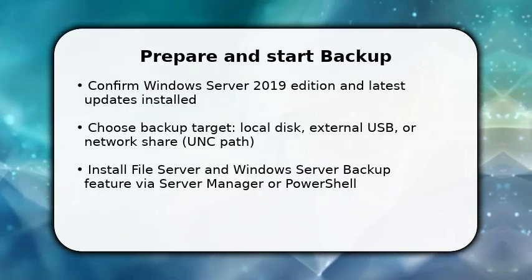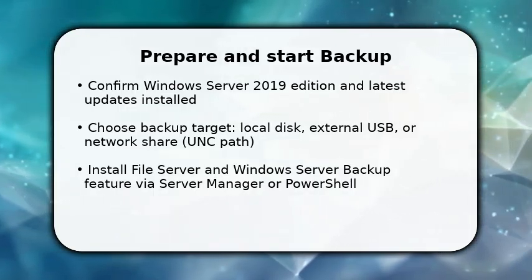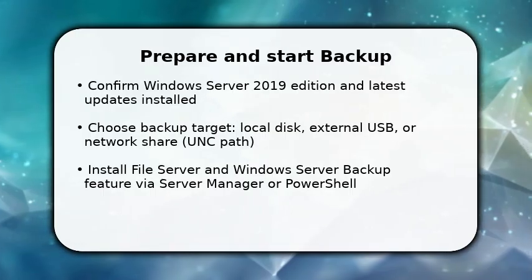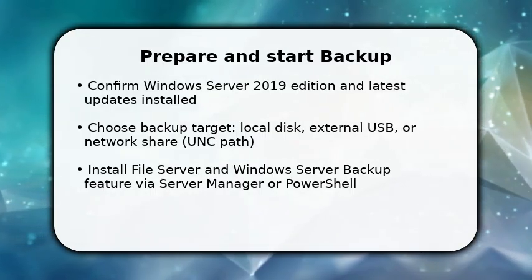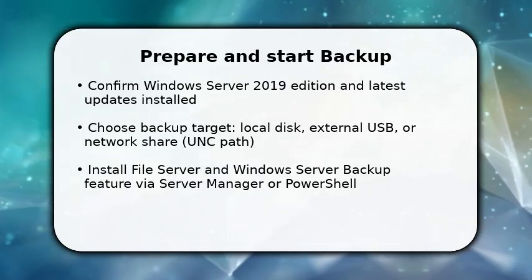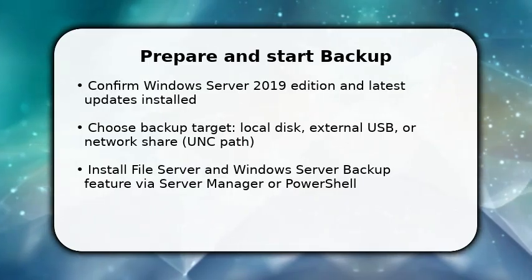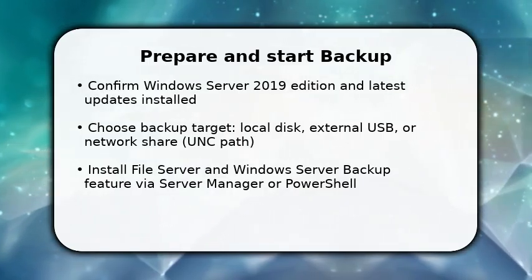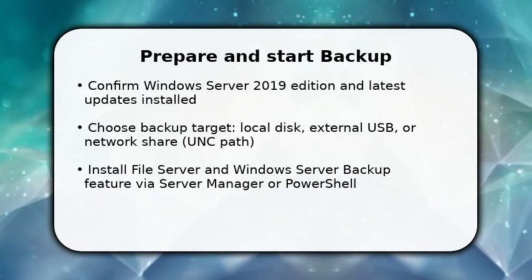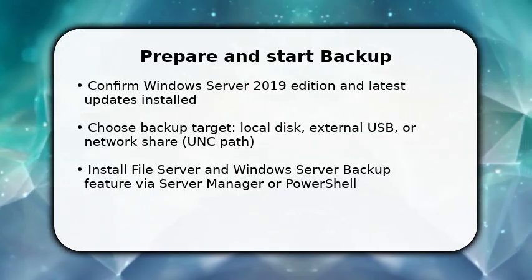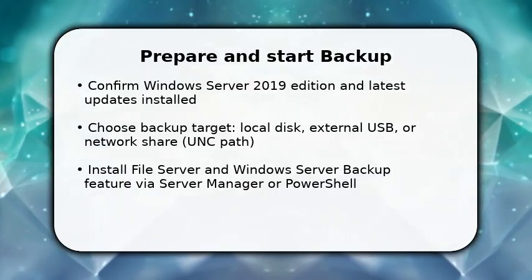Once done, decide on a reliable backup target, a separate disk, external USB, or a network share, and verify available space. Make sure to enable necessary roles and permissions for the chosen target. If using a network share, map credentials now. This prevents permission failures later and lets you immediately create the first backup job without interruption.